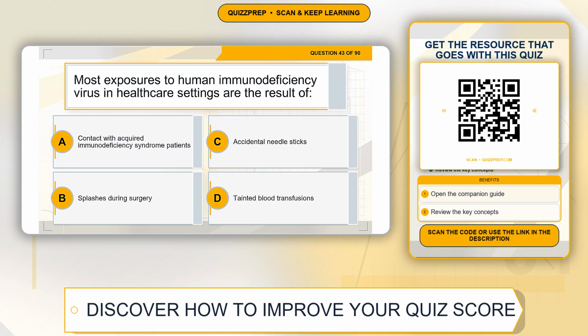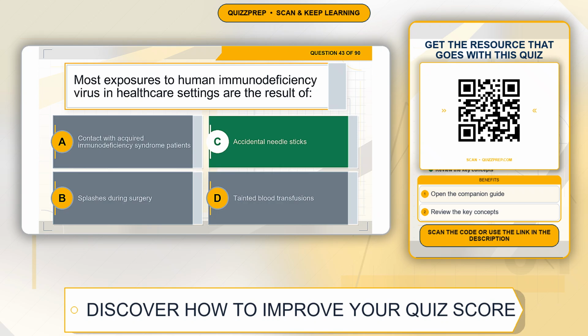Question 43. Most exposures to human immunodeficiency virus in healthcare settings are the result of: Option A, contact with acquired immunodeficiency syndrome patients. Option B, splashes during surgery. Option C, accidental needle sticks. Option D, tainted blood transfusions. The correct answer is option C, accidental needle sticks.